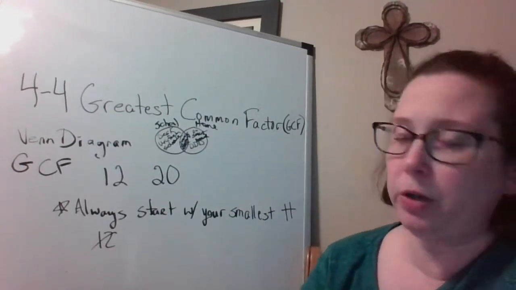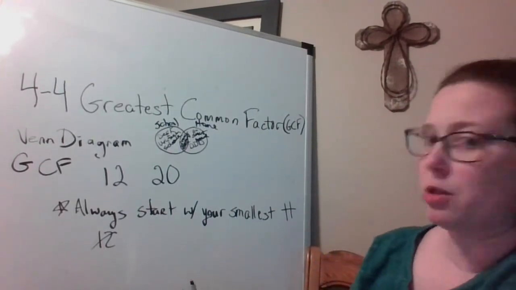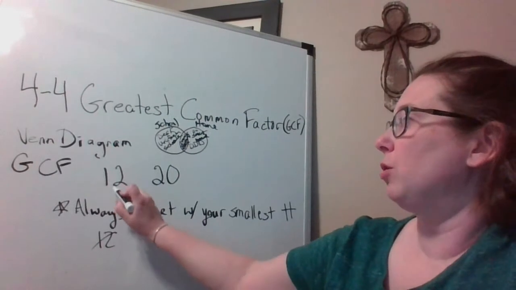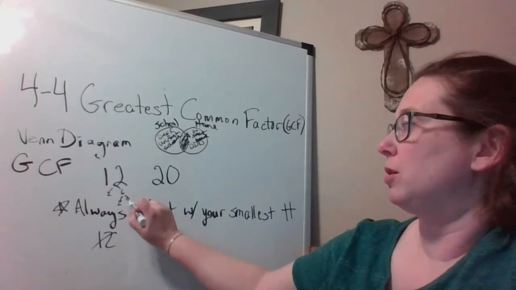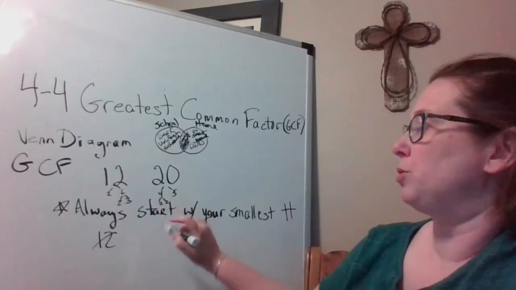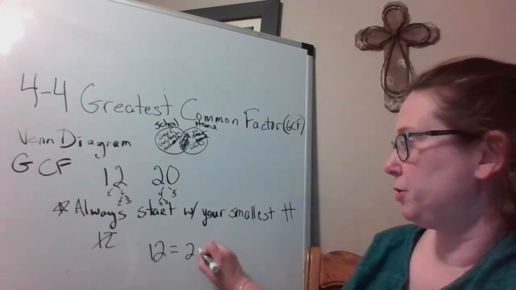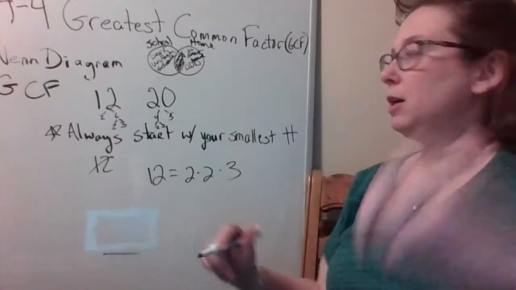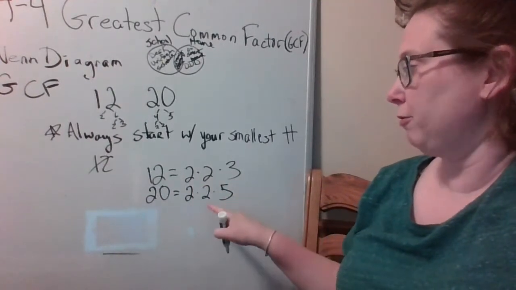So if your smaller number does not work, you're going to start thinking about what are my factors of both of these numbers. And just like we did in the last section, you can think about a factor tree. So we can break 12 down into 2 times 6 and then 2 times 3. We can break 20 down into 4 times 5, 2 times 2. So 12 has a prime factorization of 2 times 2 times 3. And 20 has a prime factorization of 2 times 2 times 5.